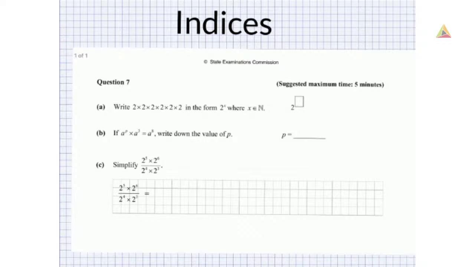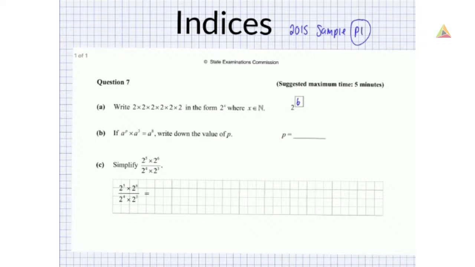Question I have up here is the 2015 sample paper. So this 2015 sample paper 1. So question 7, write 2 by 2 by 2 by 2 by 2 by 2 in the form 2 to the power of x where x is an element of N. So N is a natural number. So we have 1, 2, 3, 4, 5, 6. That's going to be 2 to the power of 6. We're going to put in that box. So 2 to the power of 6.